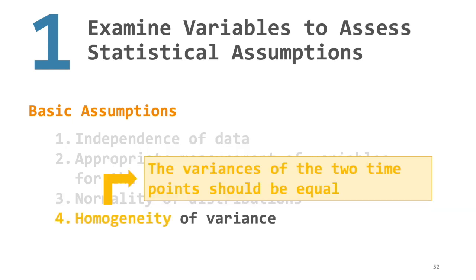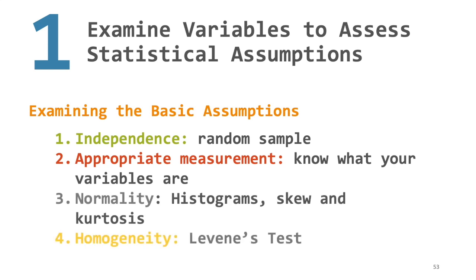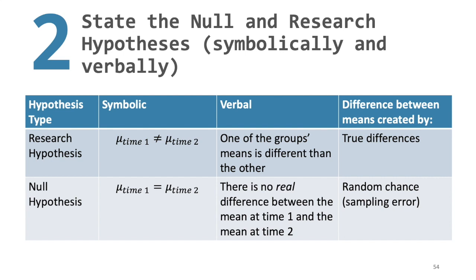And homogeneity of variance. The variances of the 2 time points should be roughly the same. So the variance at time 1 should be similar to the variance at time 2. We can check these assumptions, same things. Homogeneity, we're going to use Levene's test to compare this again to see if the variances are roughly the same. Step 2, again, is the null and research hypotheses.